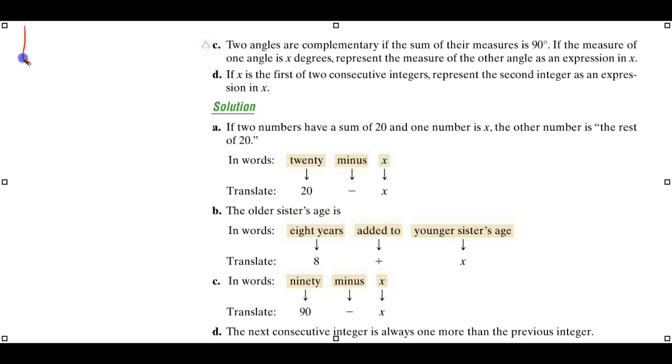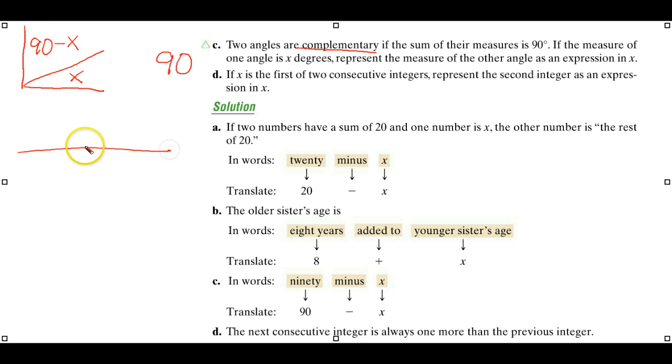Now in letter C, they're giving us what are called complementary angles. Angles are complementary if their sum is 90. So here they're saying one angle is x, how would you represent the other angle? Well, if all of this is 90, it would be 90 minus x. And a sister of this one is supplementary angles, which are 180. And if x is one of those angles, what would be the other one? Well, 180 minus x.